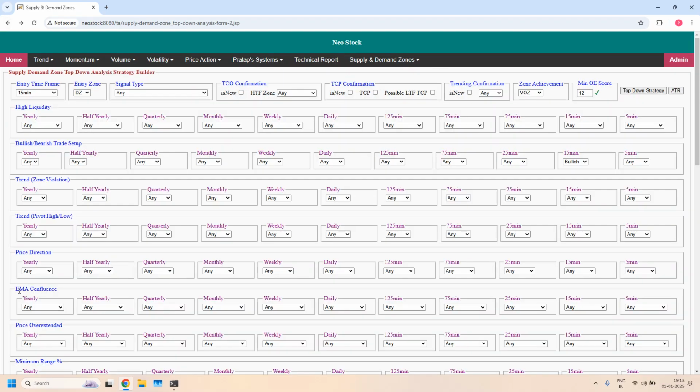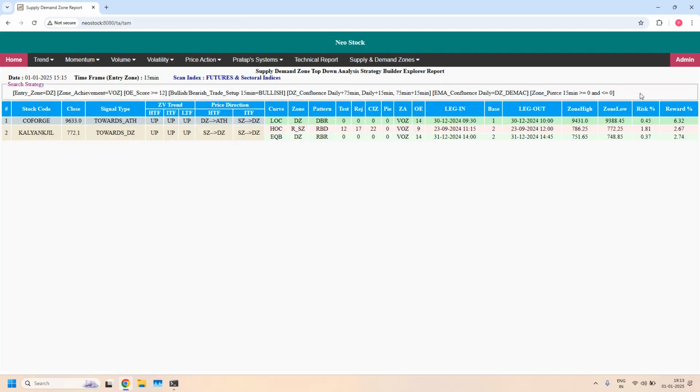Let us verify in the EMA confluence at daily time frame. Why daily? Because 15 minute zone together with 75 minute zone is part of the daily zone. That's why we are looking for daily demand zone with daily EMA confluence. With this filter, we got 2 stocks. And both stocks' HTF trend is uptrend. So both these stocks are even more high probability trade setup supported stocks.